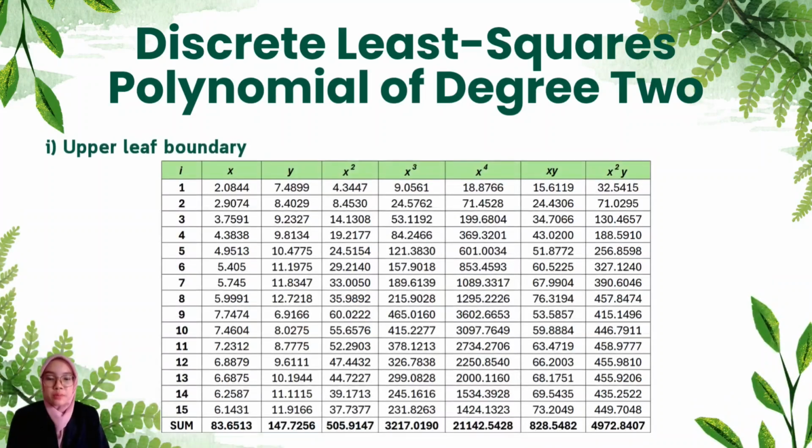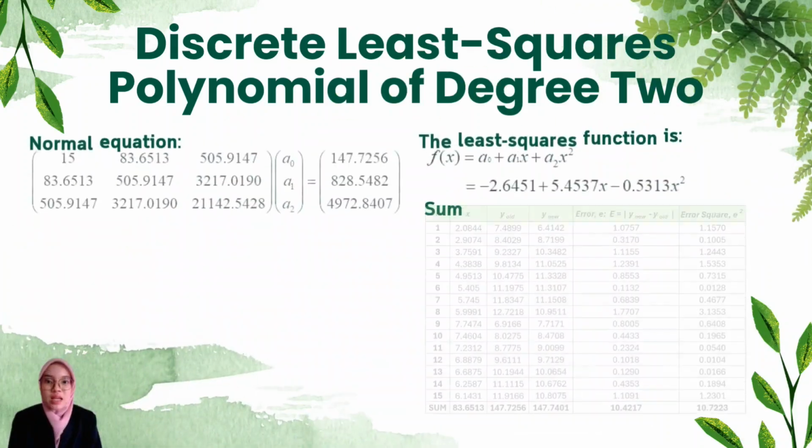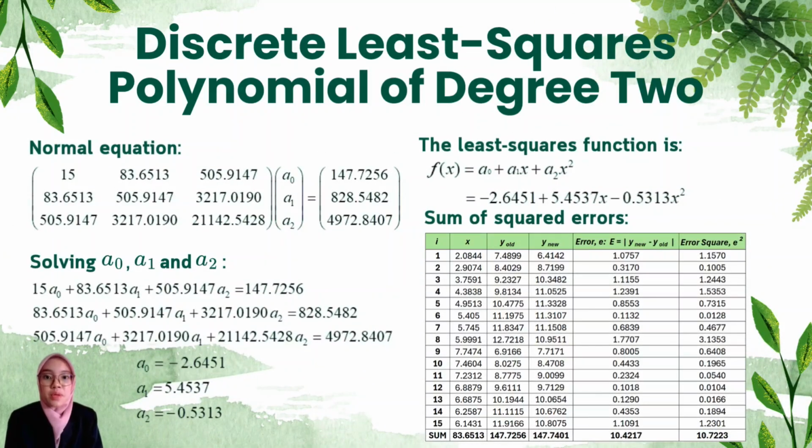So for the upper leaf boundary, this is the data where we find the summations of the values of x, y, until x squared y, to use to find the coefficients. Here, we substitute the data summation from the previous table into the matrix form to find the coefficients and solve it by using simultaneous equations.